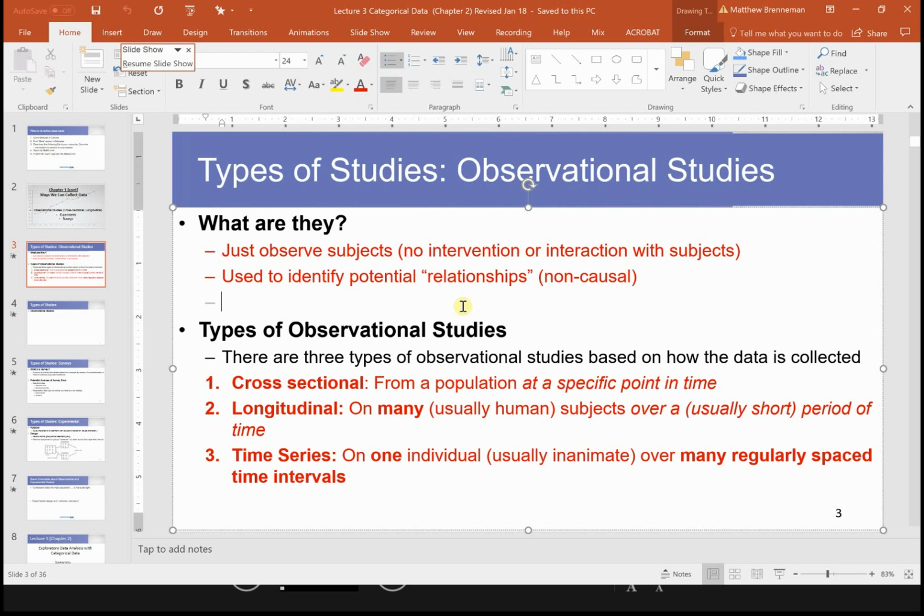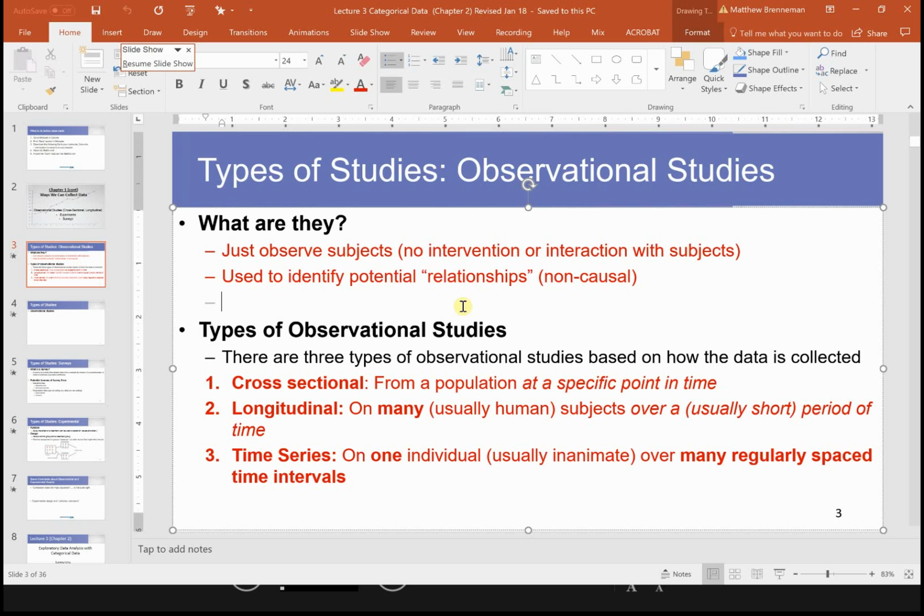One of the bad things about this is, though, that we can only get relationships between things. And the relationships we get are non-causal. In other words, from an observational study alone, we can't show that something causes something else. Okay? So that's kind of important to understand. There are different types of observational studies, okay? And this can be a little bit confusing.